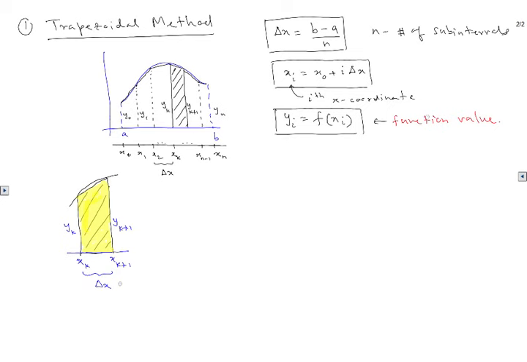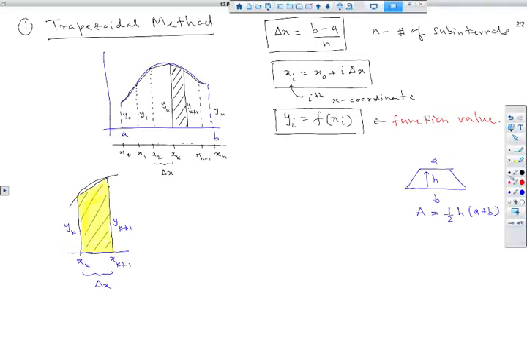In general, what's the area of a trapezoid? I'm going to draw it here. If you have a trapezoid, it looks like that. We have two parallel sides, which we normally call a and b, and then there's a height, which we normally call h. The area is given by half h times the sum of the two sides, a plus b. This is very easy to prove using simple geometry. So this is the area of a trapezoid.